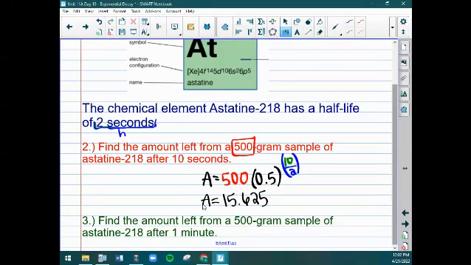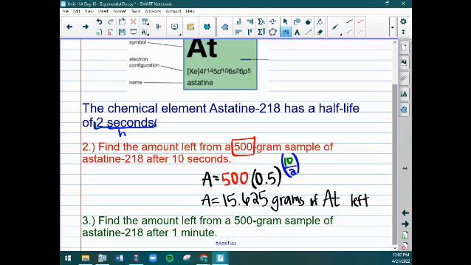Now we want to know, what does that mean? Okay, so if I started with 500 grams and the half-life is 2 seconds, then after 10 seconds, I have 15.625 grams of AT, or the astatine 218. Okay?